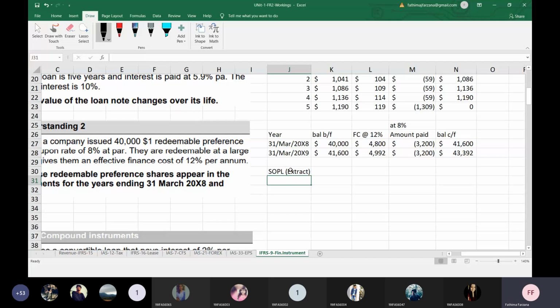SOPL, what all will be shown here? Finance. Which is the finance cost here, the amount paid or at 12%? At 12% is the finance cost. Finance cost, because it includes accruals also.